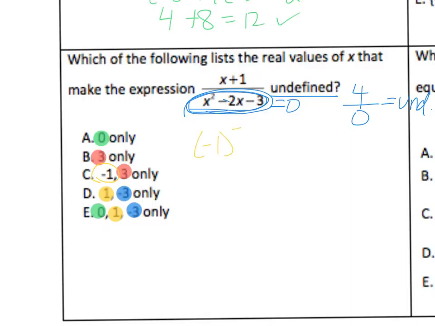So negative 1 squared minus 2 times negative 1 minus 3. So this is 1 plus 2 minus 3. Yep, that equals 0. So like I said, C is your answer for this one.